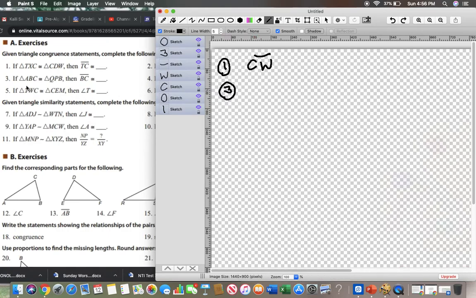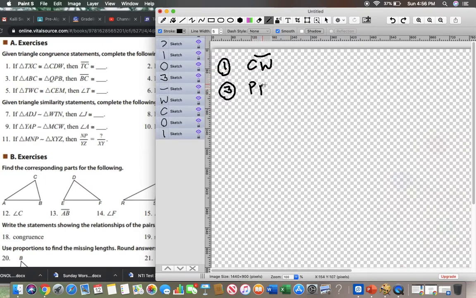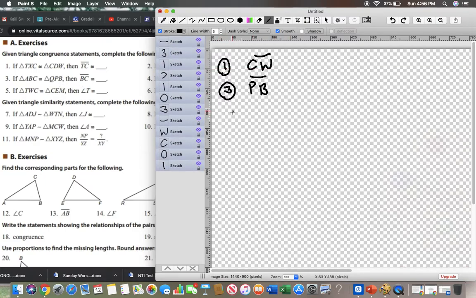If triangle ABC is congruent to triangle QPB, segment BC, the last two right here, would be congruent to segment PB. And number 5, angle T is congruent to, well, angle T is right here, so therefore it would be congruent to angle C. Make sure you have the segment symbols and the angle symbols.